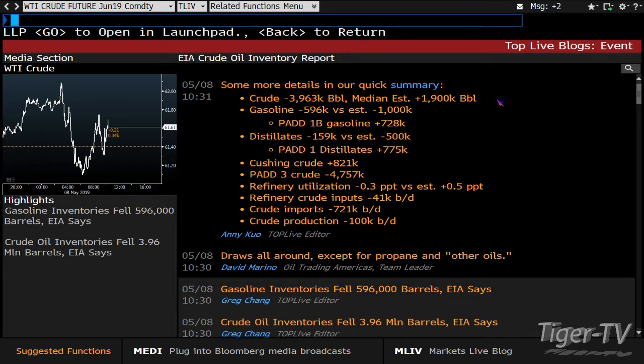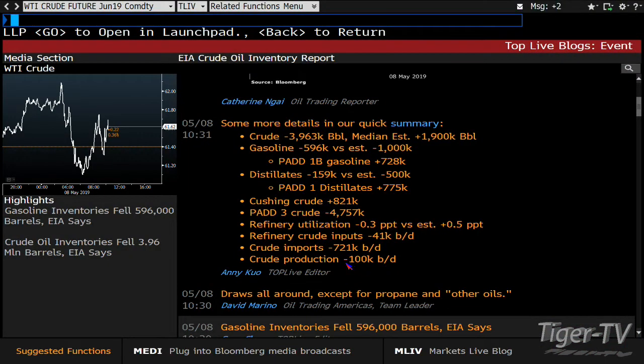Look at that. The whisper number was a slight build, but the median analyst estimate was looking for almost 2 million barrels to the upside. Gas down 596,000; estimate was a decrease of 1 million. Refinery utilization down versus an estimate being up half a percent. That's pretty amazing, because I was going to say maybe the refineries are taking the oil now, but that's saying that's not the case. The discrepancy's not there.